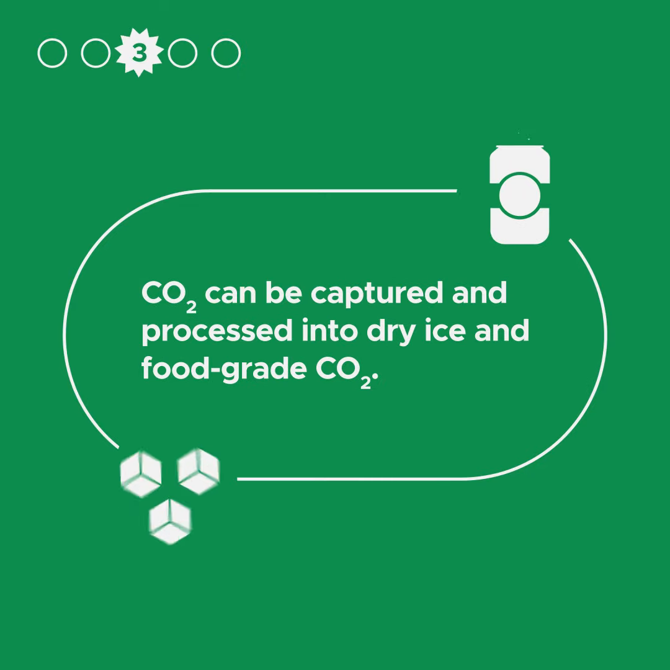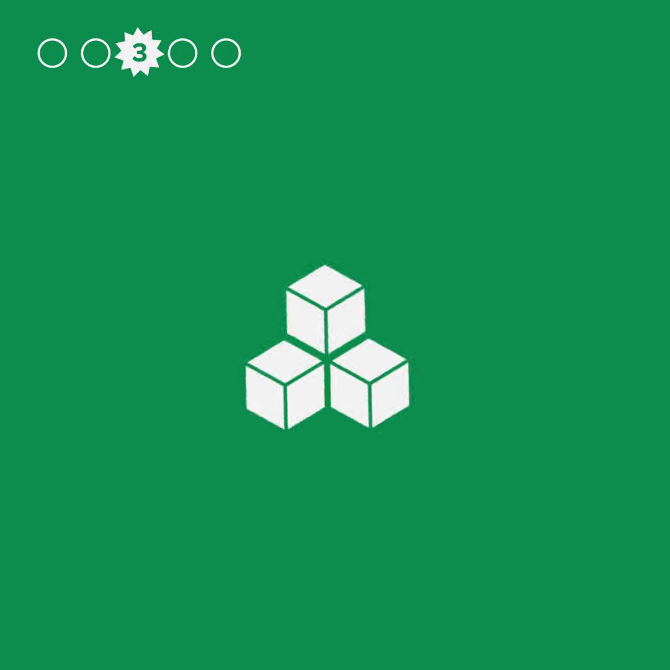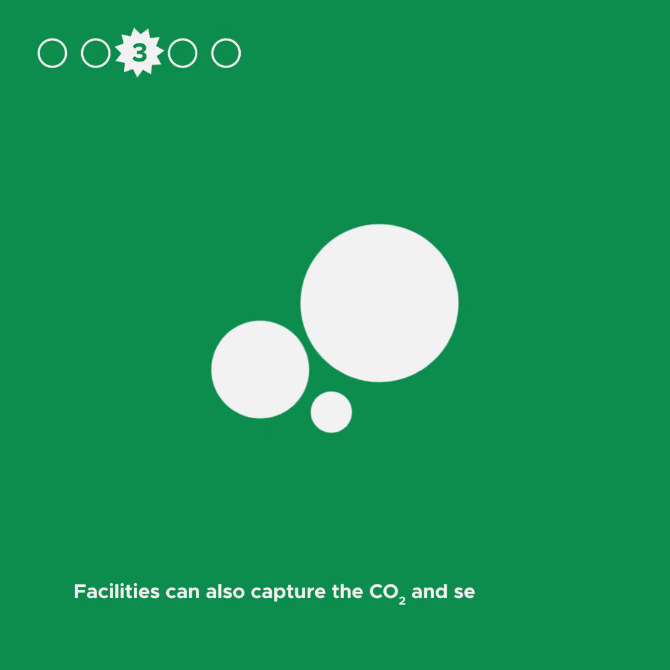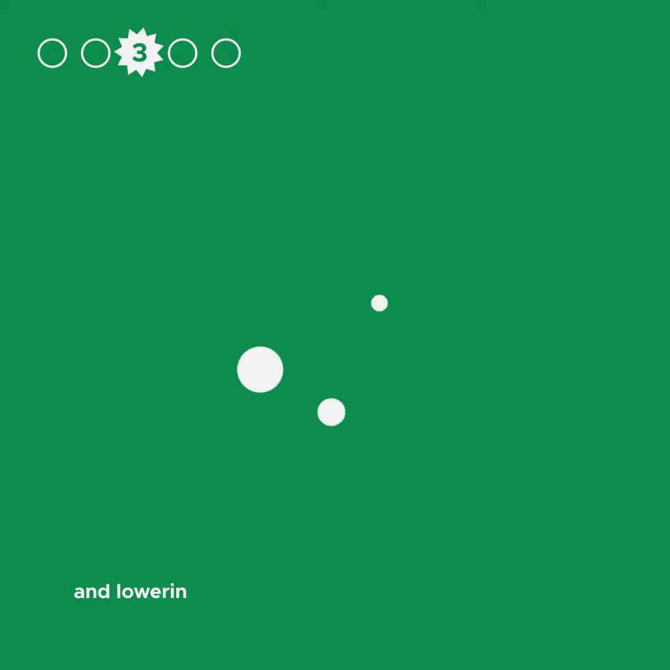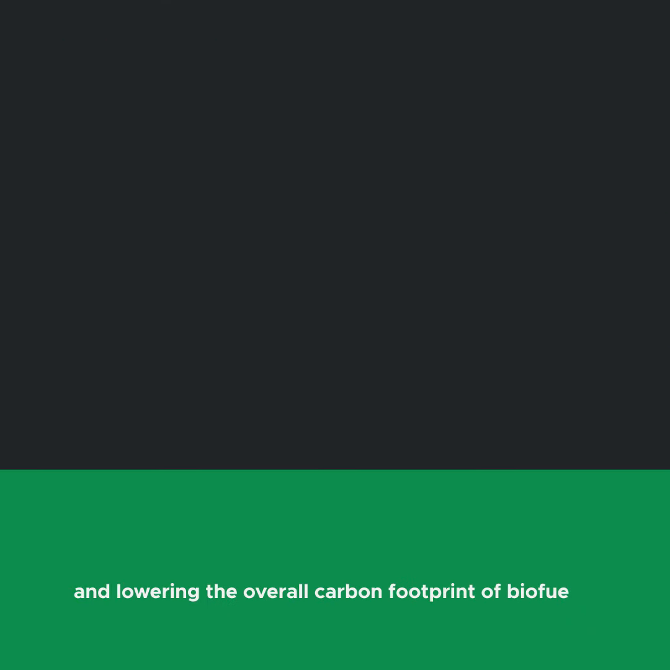Pure biogenic CO2 generated in the biofuel production process can also be captured and put to good use. Today's bioethanol producers can process their CO2 into dry ice to keep things like medicines and vaccines safe, or into food-grade CO2 used to carbonate beverages. Facilities can also capture the CO2 and sequester it deep underground, keeping it out of the atmosphere and lowering the overall carbon footprint of biofuels.